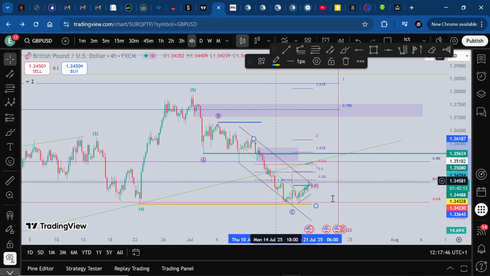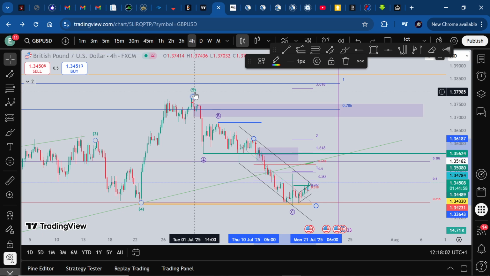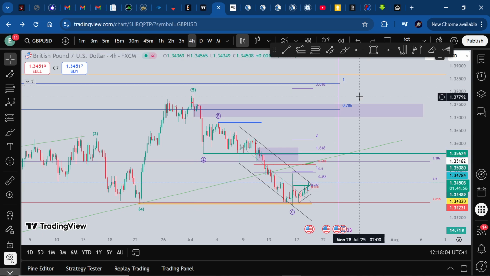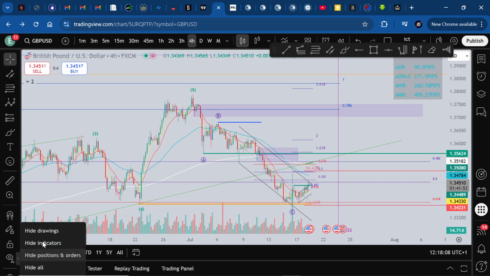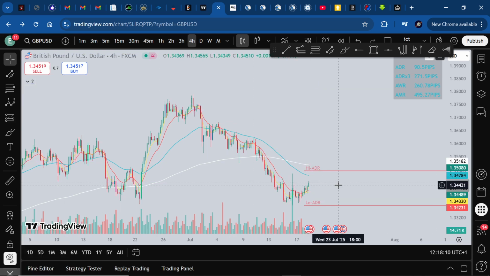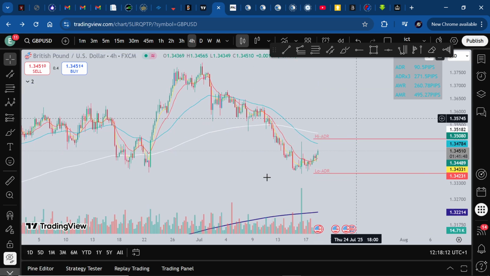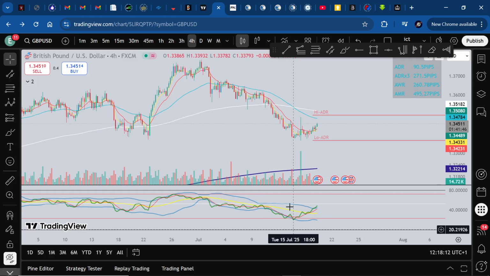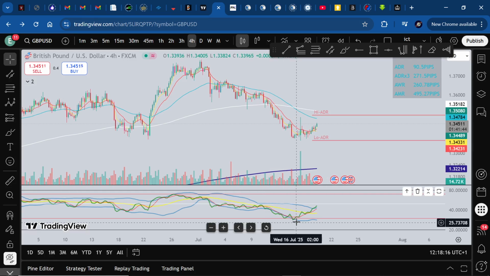But either which way, I'm expecting price to come up at least to take out this wick. If we continue and take out the 618, then I'm expecting much higher, most likely to take out here on GBPUSD. If I do just quickly take off the drawings and put on the indicators, you can see on the TDI just below, we have bullish divergence.